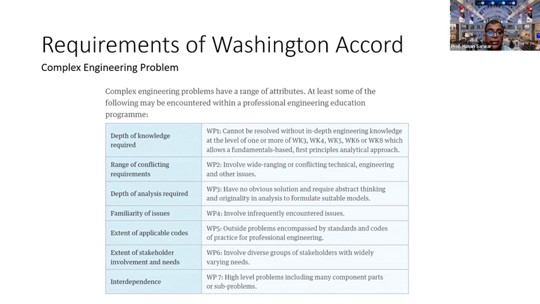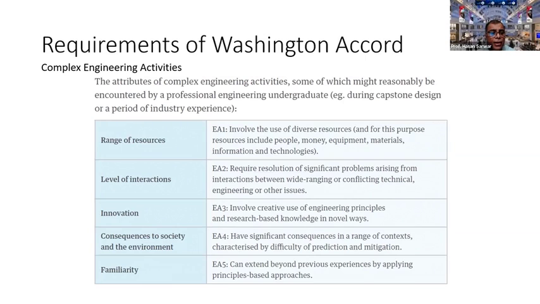So depth of analysis required, this item is pretty important, I believe. And there are some other requirements also, which some of you definitely know very well, and some of you may be still learning. And there are some of the characteristics difficult to identify on a particular problem. And Washington Accord also mentions that complex engineering activities should be incorporated in the Capstone project.